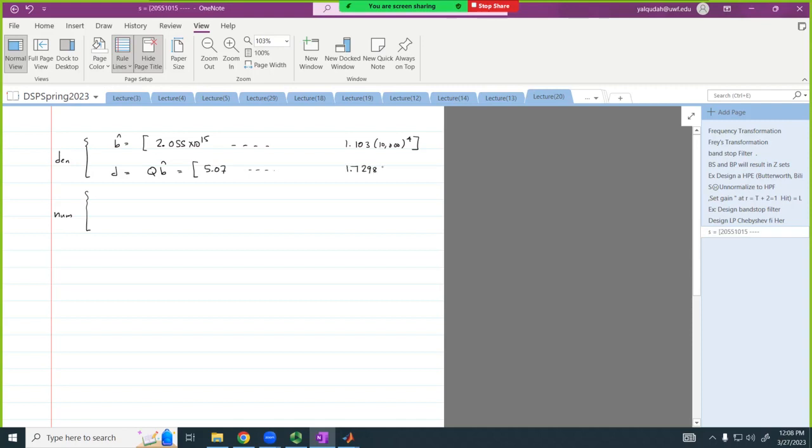That's why I'm not writing them. And we're going to do the same thing with the numerator. B hat is going to equal 1.9947 times 10 to the 15, all the way to 1 times 10,000 to the power of 4.